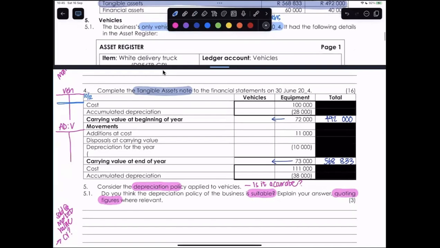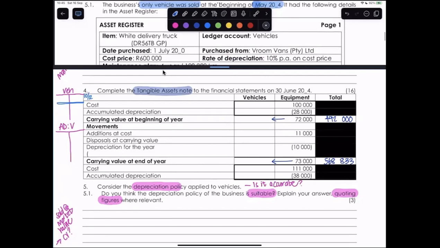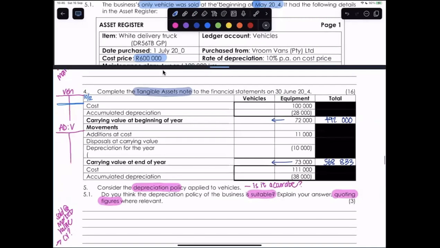Now we can see all the information. We've obviously got the details of what it is. It's in the vehicles account. The date purchased was a number of years ago, about 4 years ago. And there's the cost price. This is the figure that we need to be able to put it into my T account. So immediately we can see that the balance must have been 600,000 and 600,000 would have been sold. So you can immediately put that in as the cost at the beginning of your vehicles account, and you can go to disposals and show that the cost would have been 600,000 minus whatever your disposal would have been, your accumulated depreciation.